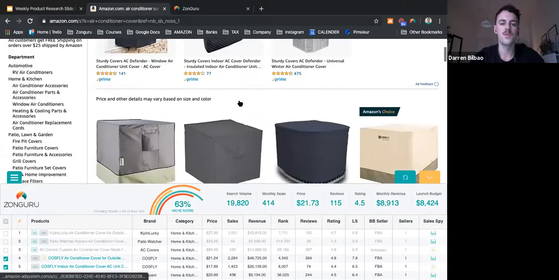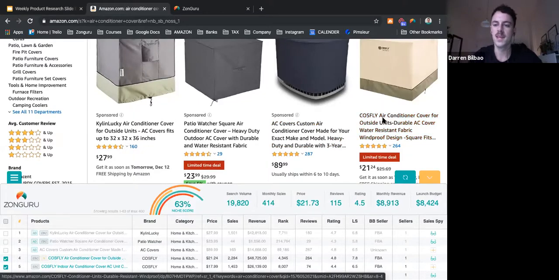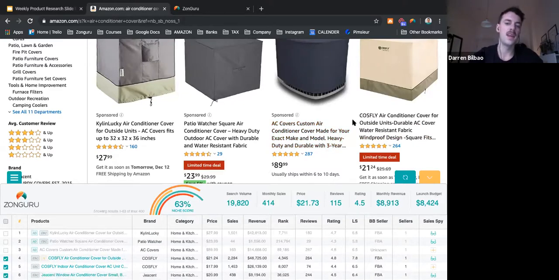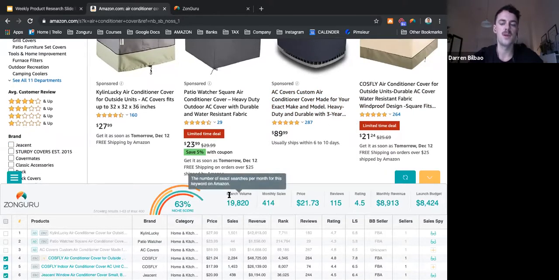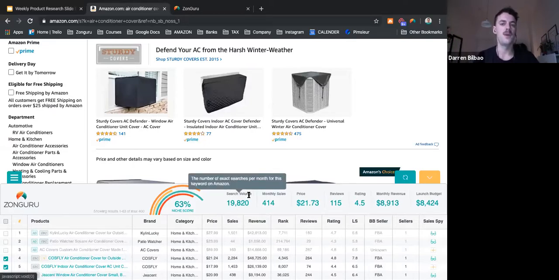And I'd want to scroll through and look at what terms are coming up in the title most often. If I'm seeing air conditioner cover, custom air conditioner cover, I'm seeing air conditioner cover quite a lot, so it means that we've probably got the right keyword. But if we weren't seeing that, I'd want to go and type air conditioner cover in until I found a product that had a few thousand searches a month, because that is probably the keyword that everyone's searching for to find the product.